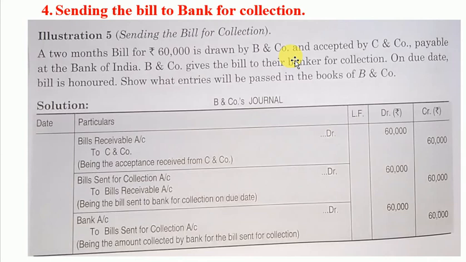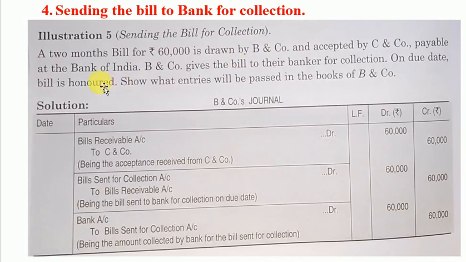Let us see illustration 5 of your textbook, which says a 2 months bill for rupees 60,000 is drawn by B and Company and accepted by C and Company. See here, this word accepted makes it clear who is accepting. Acceptance is given by C and Company, so he's the drawee. This company is drawing, so B and Company becomes the drawer. There is no entry for sale of goods given. So from this first line itself, we have to make it very clear who is drawer and who is drawee.